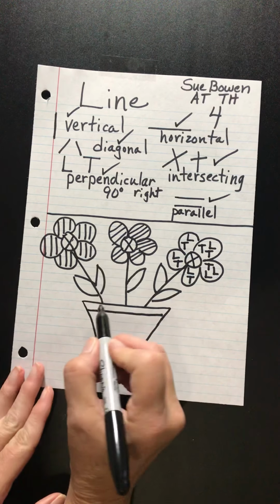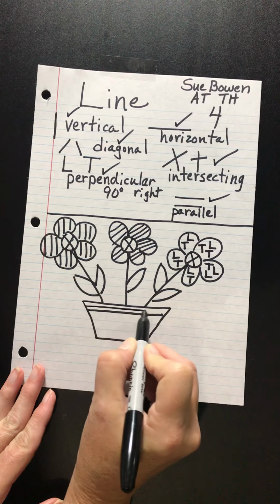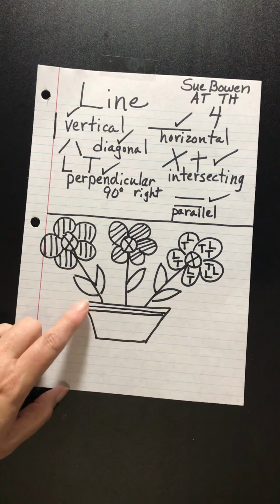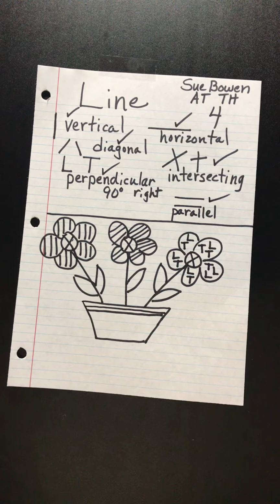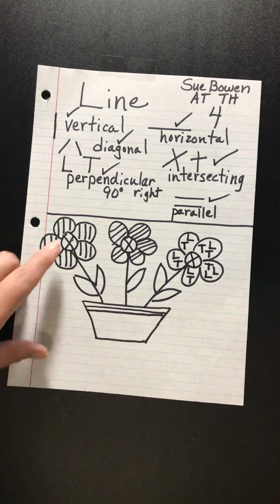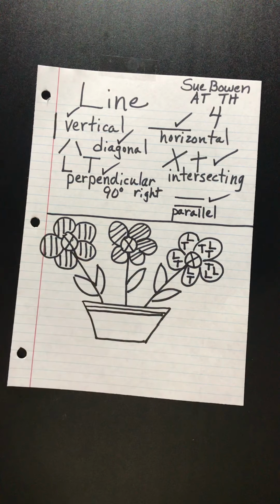Let's fill in the top of this with another horizontal line. And we'll just make the top of our vase be a horizontal demonstration. So what's that leave us with? We've already done intersecting in the middle of our flowers.